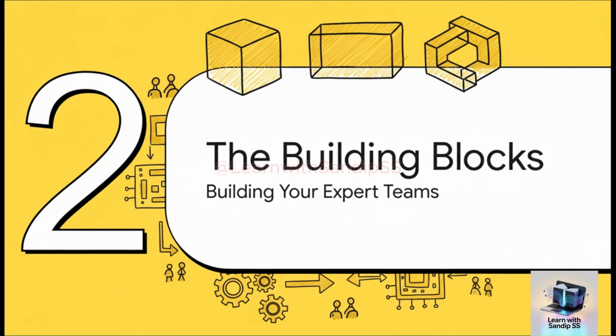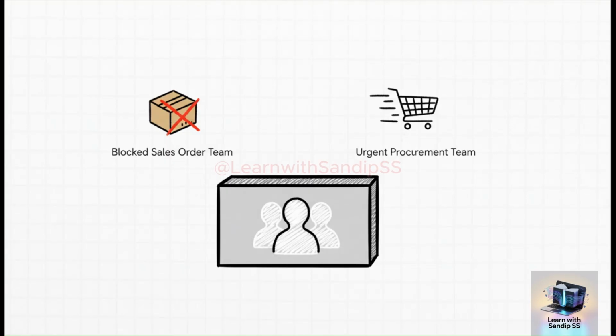All right, so how do you actually get this thing set up? How do you build this intelligent system of accountability? It all comes down to three really simple but super powerful building blocks. Let's break them down. Everything, and I mean everything, starts with the team. Now, don't just think of a team as some name in an org chart. Think of it as your dedicated squad of experts for a specific area. So you might have a blocked sales order team, for example, or an urgent procurement team. This creates one single accountable group for an entire process.